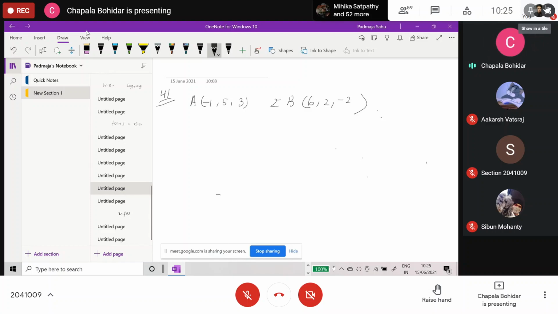Question 26: find a vector that has the same direction as the given vector minus 2, 4, 2, but has length 6. Important question. What will you do?